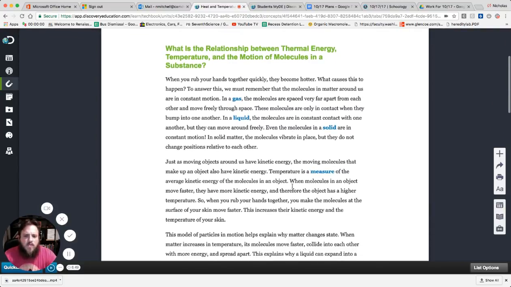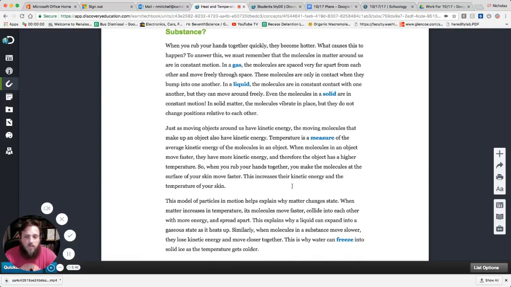So just as objects around us moving have kinetic energy, which I hope you remember from 5th grade, temperature is a measure of the average kinetic energy of the molecules within a substance. Temperature tells you how much those molecules are moving around. When molecules move faster, they have more kinetic energy. Therefore, an object has a higher temperature if the molecules are moving faster. So when you rub your hands together, you make the molecules at the surface of your skin move faster, and this increase in kinetic energy can increase the temperature.